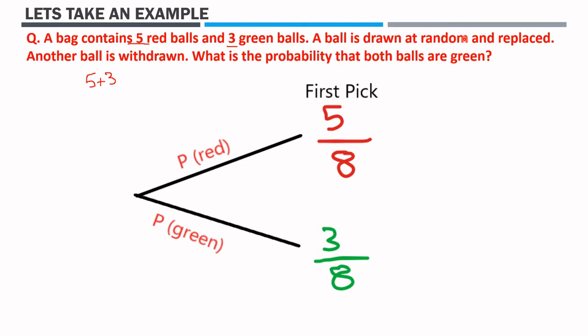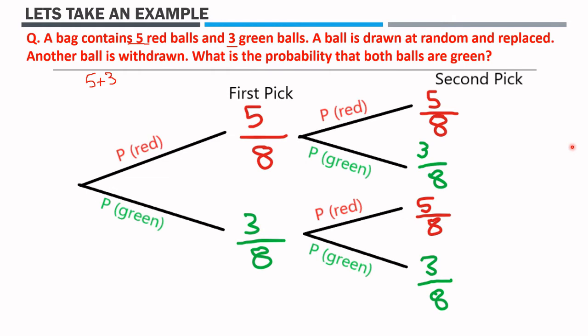Simple. But if you say a ball is drawn, another ball is withdrawn, that means 2 times. This was for the first pick. Let's see for the second pick. This is the second pick. If you see, probability of red is again 5 out of 8, and green is 3 out of 8.